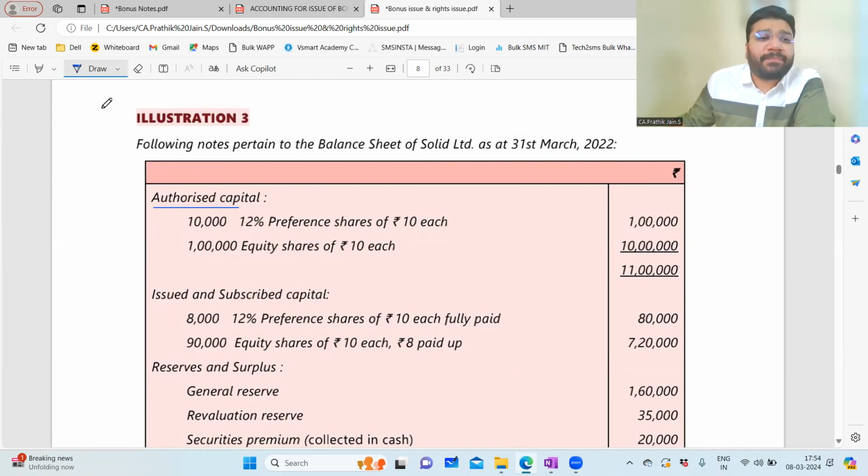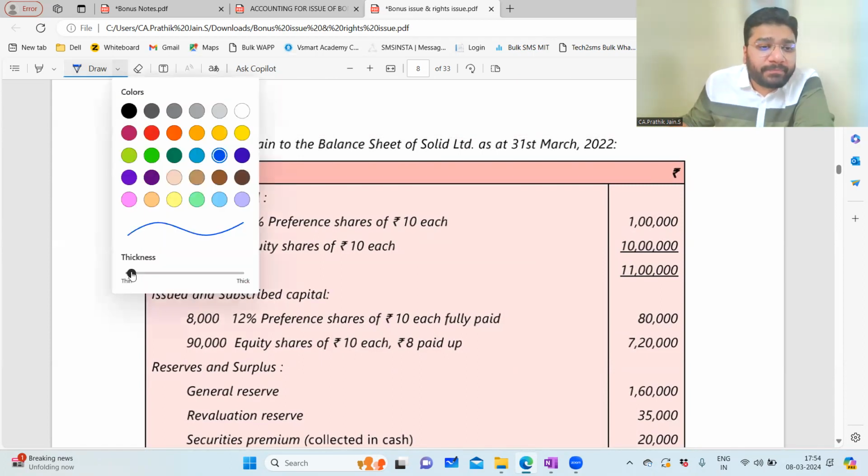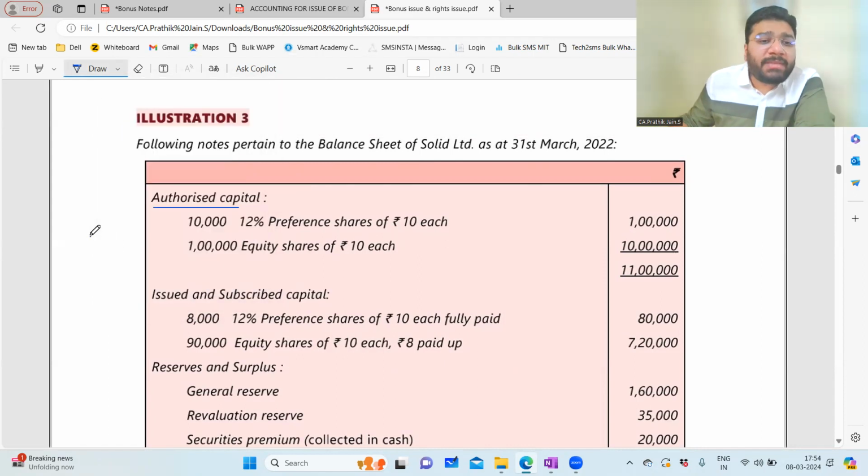Authorized capital is given. Look at the authorized capital and tell me what are the two classes of shares that have been given here. One is 12% preference share category, one is equity share category. If you look at preference shares, 10,000 numbers of 12% preference shares of 10 each, 1 lakh, and 1 lakh equity shares of 10 each, 10 lakh.